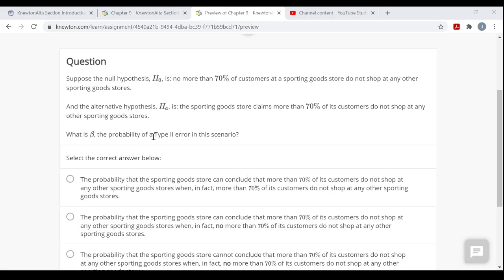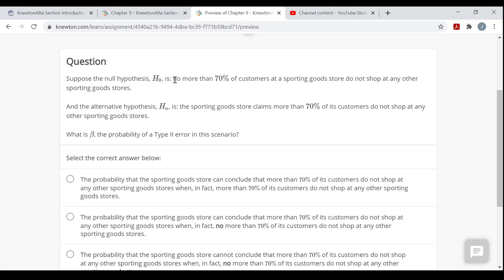Now they're asking here about a type 2 error. They talk about beta, remember, the probability of making a type 2 error. Now, a type 2 error, as I've mentioned, is you conclude that the null hypothesis is correct, but it actually isn't. You conclude that the null hypothesis is correct, but in actuality the alternative is correct. So that means you didn't reject the null when you should have rejected the null. All right, so a type 2 error would be this.